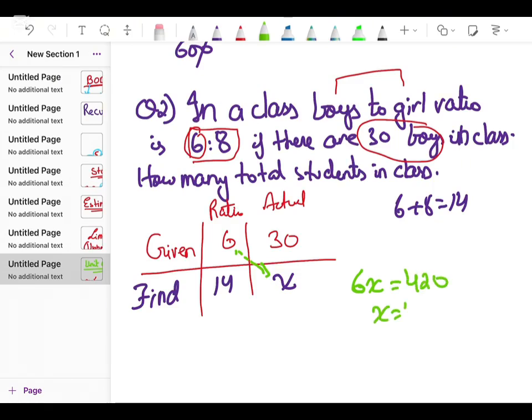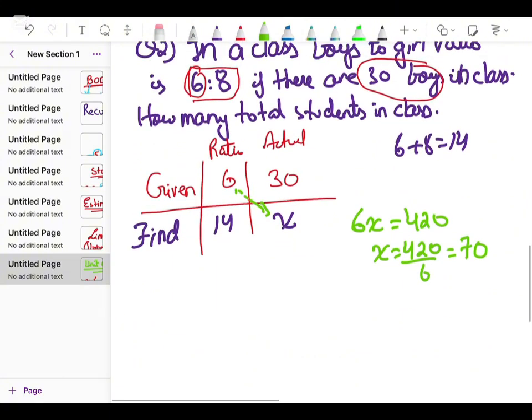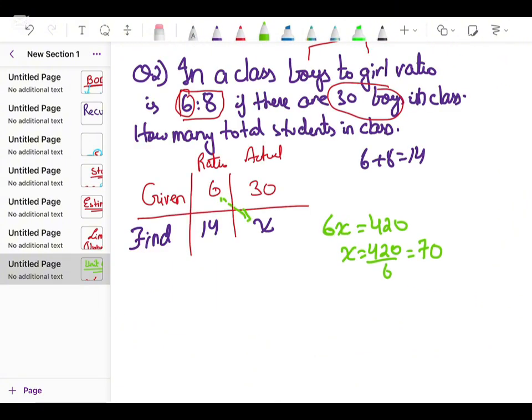Now 420 divided by 6, so the final answer will be 70. This means that there are 70 students in total in the class. That's what we have. For example, the question is, I will change a little bit. The question will remain the same, just the finding I will change.